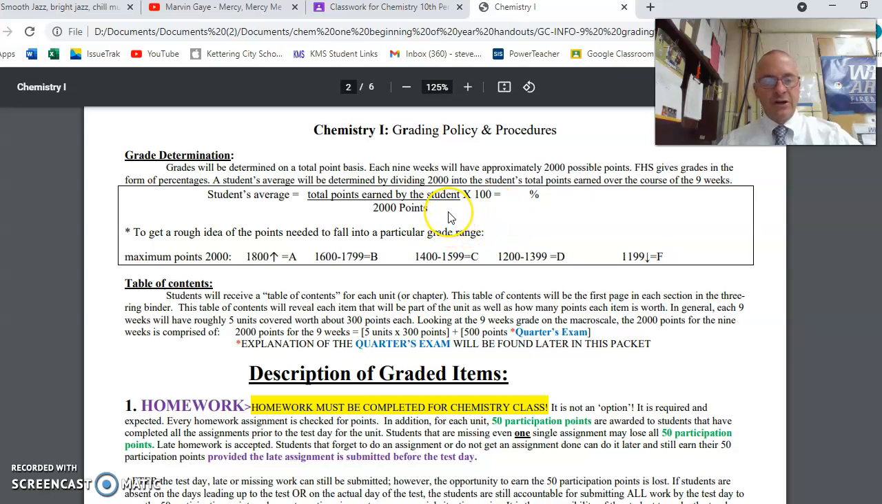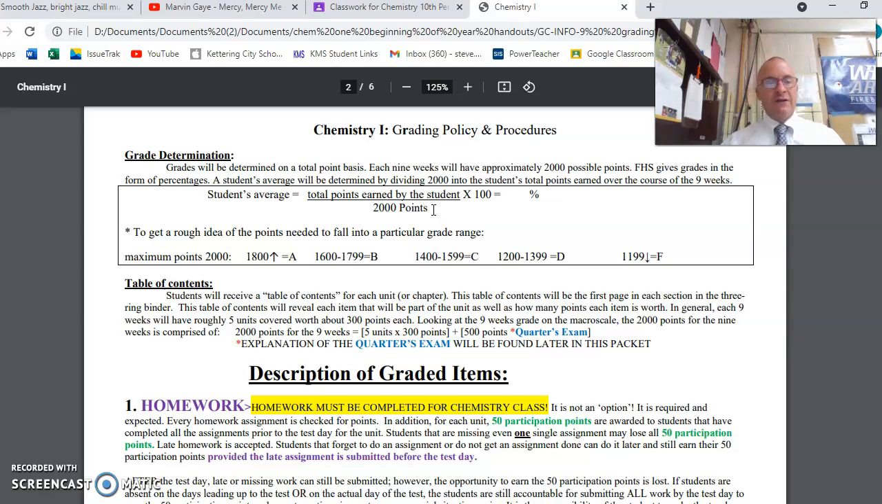To give you an idea, for a typical 9 weeks, we'll have around 2,000 points over the course of the 9 weeks. To have an A, or to be what would be traditionally called an A, you would need to have about 1,800 points. B's would fall between 1,600 and 1,799 and so forth. You just take the total points times 0.9 for A, 0.8 for B, 0.7 for C, 0.6 for D, and you can get an idea of how many points you would need to earn a respective grade. And then everything's converted to a percentage.